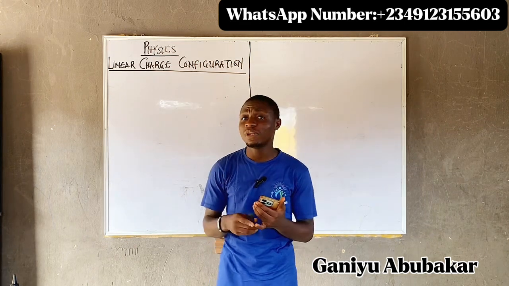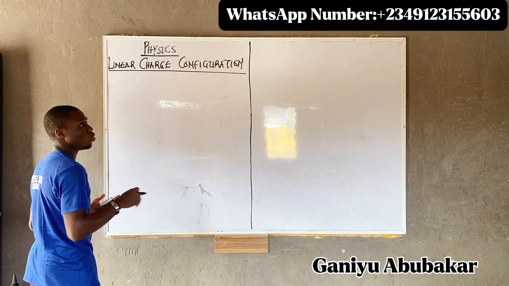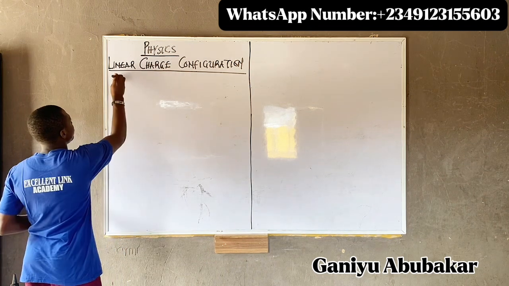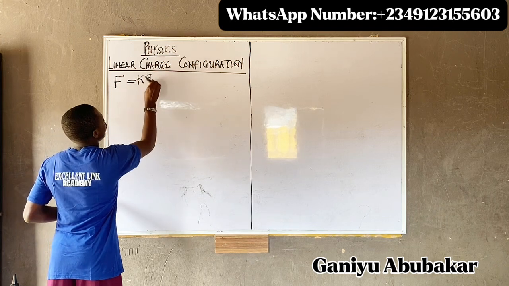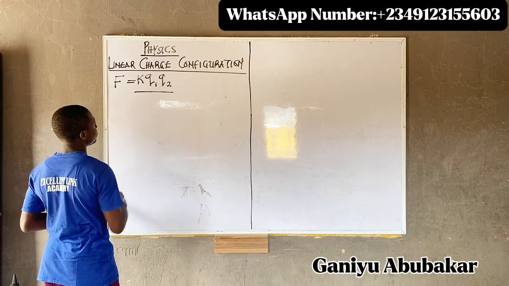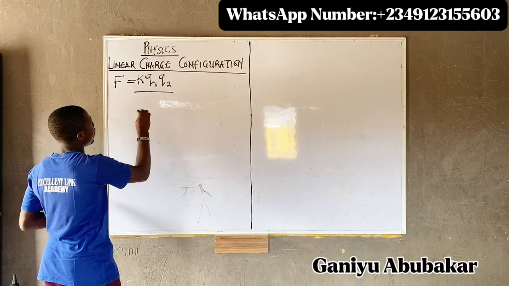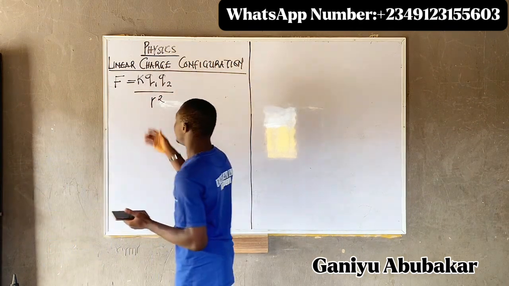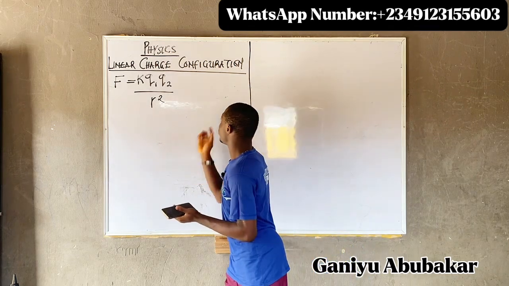First thing, I would like to recall, from Coulomb's law, we know that force F is equal to KQ1Q2 all over R squared. This formula here is known as the Coulomb's law formula.